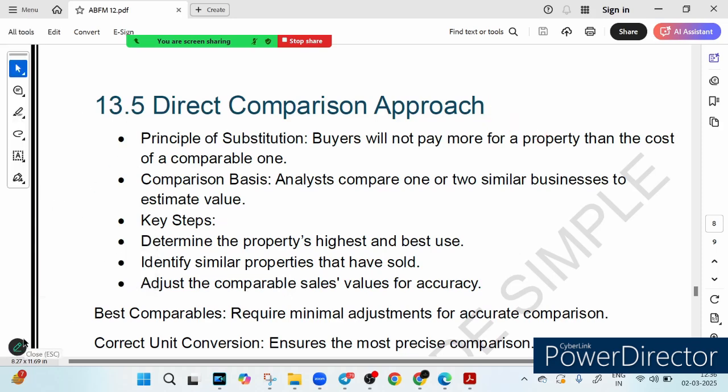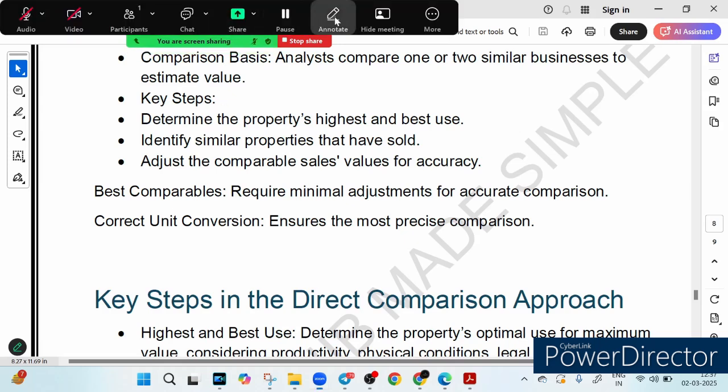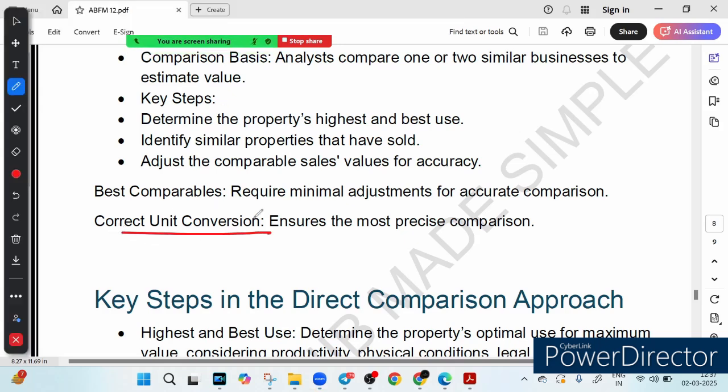So you should choose the best comparison, which means the best comparisons are those that require the least amount of adjustment. The fewer the differences, the more reliable the comparison. There is also something called correct unit conversion, which means that if one business is valued per square foot and another per square meter, the numbers won't match, right? So in this case the numbers will not match. So experts ensure the right unit conversion for precision.